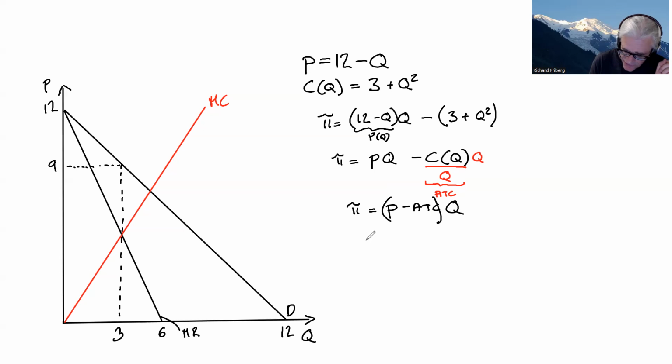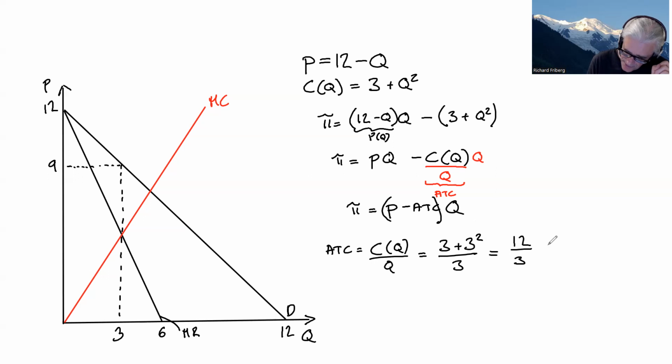What is average total cost? Well, that's C of Q over Q. In the case where Q is 3, that's 3 plus Q squared, which means 3 squared, over 3, the quantity. Okay. So that's 9 plus 3, it's 12 over 3, which is equal to 4. Okay. So something like here.